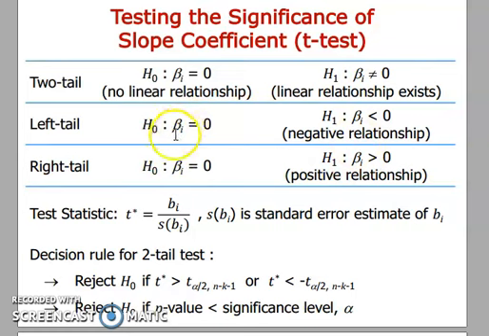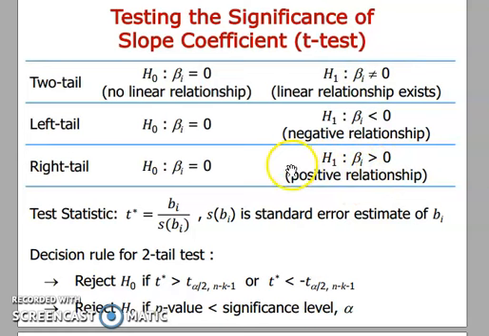So if we write H0: beta 2 equals 0, H1: beta 2 less than 0, it means that we want to claim that there exists a negative relationship between x2 and y. And you can also have the right tail, whereby you can write H0: beta 2 equals 0, H1: beta 2 larger than 0. So we are claiming that there might exist a positive relationship between x2 and y.